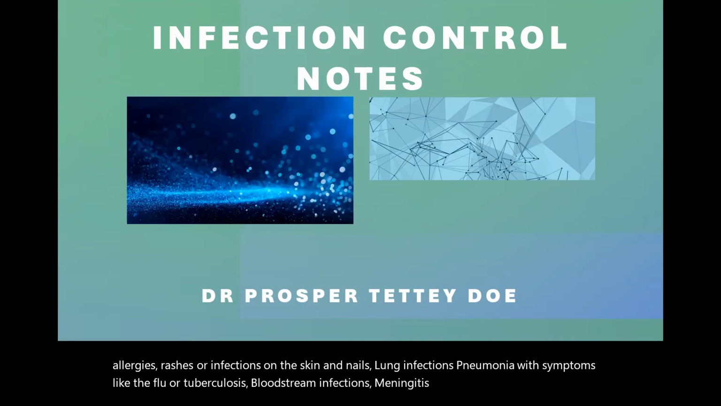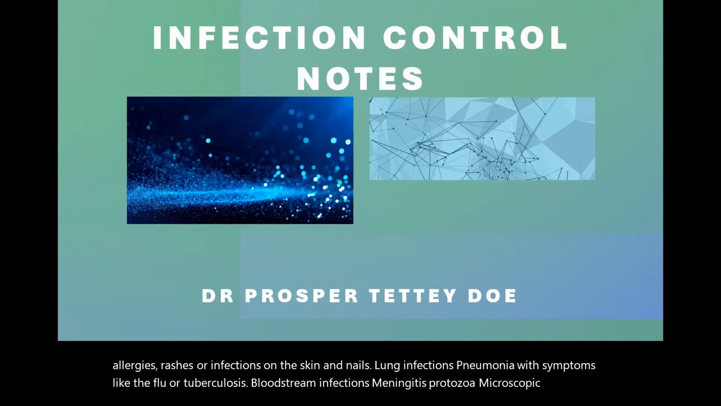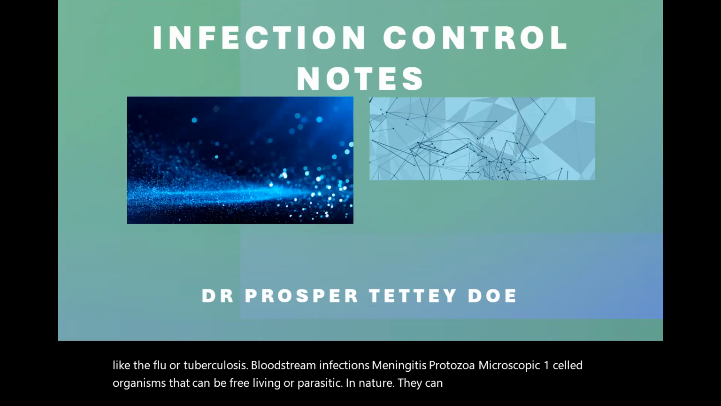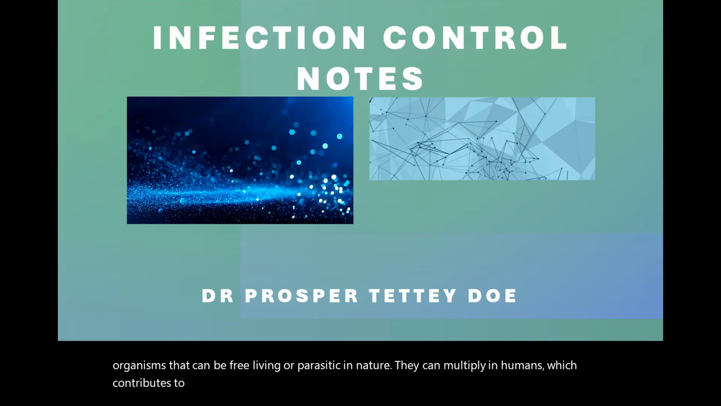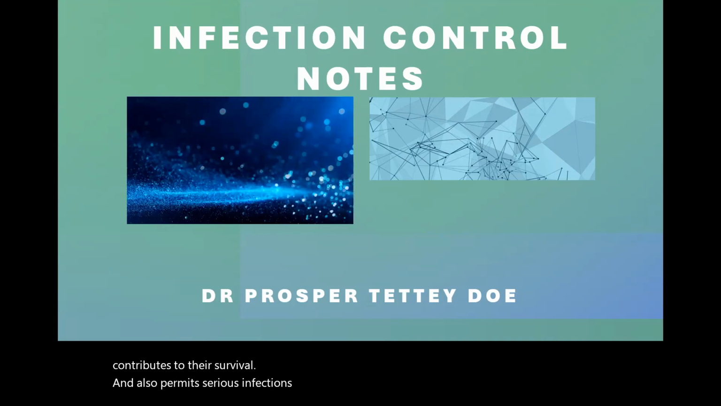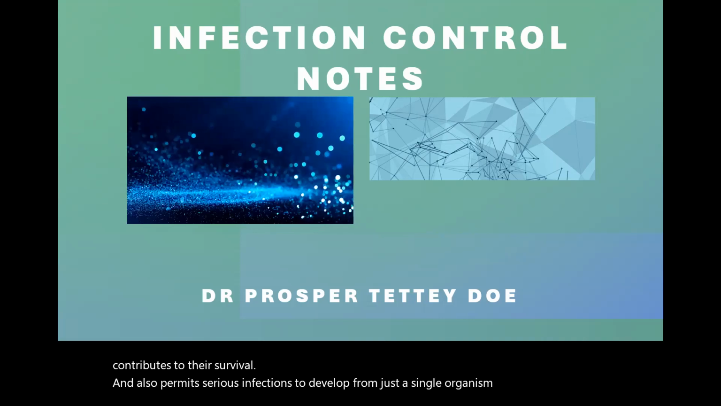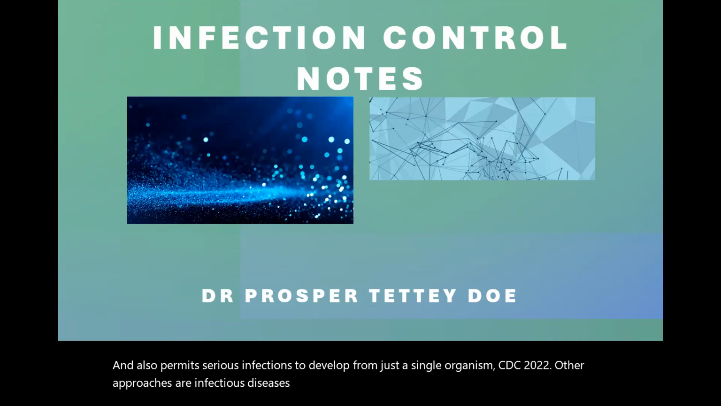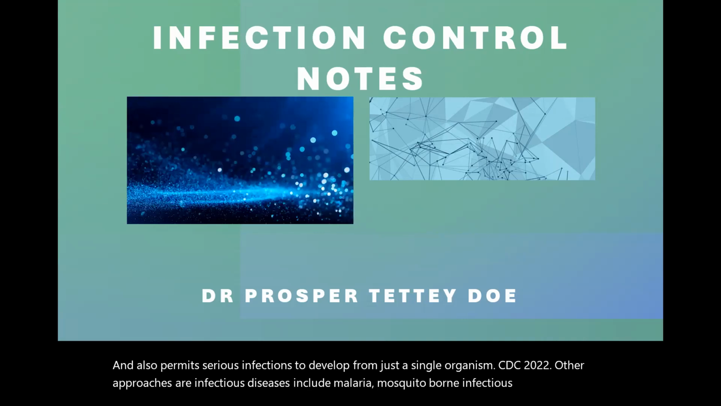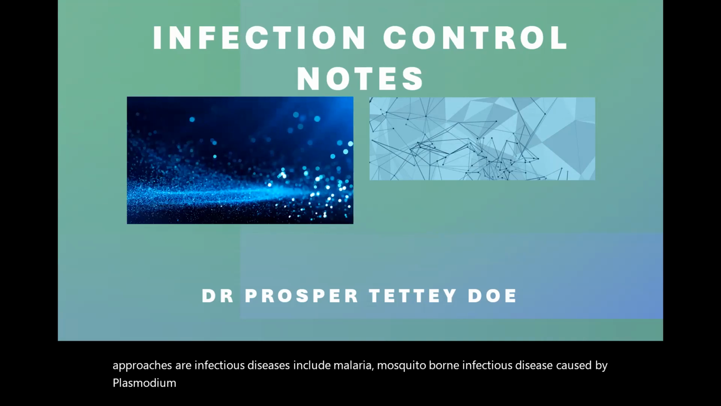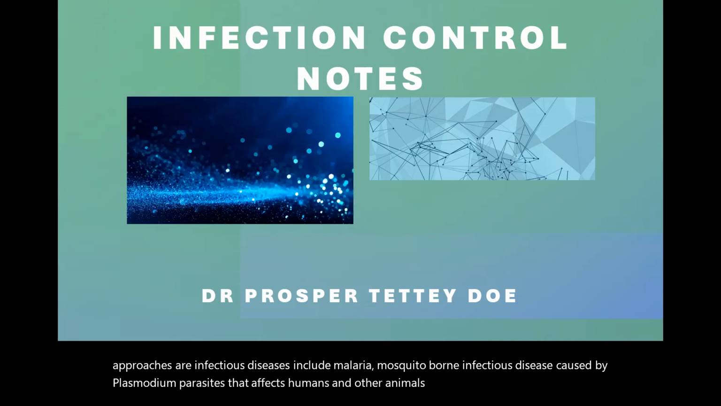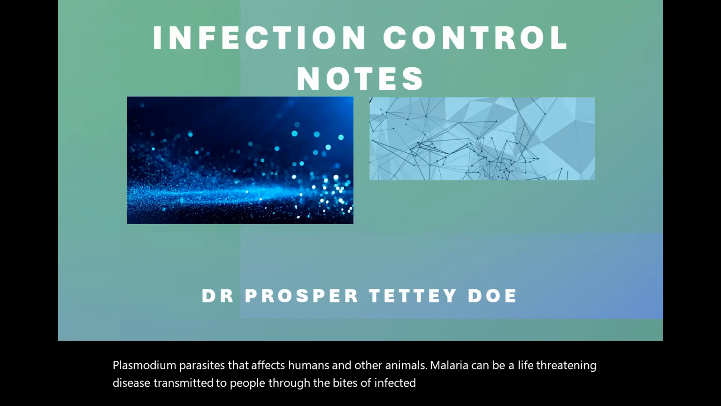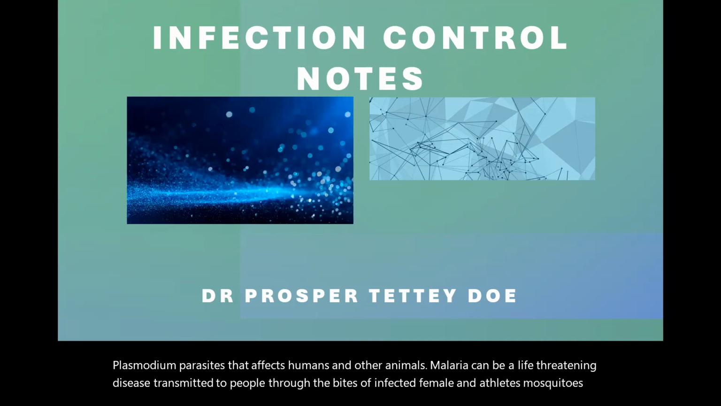Protozoa are microscopic, one-celled organisms that can be free-living or parasitic in nature. They can multiply in humans, which contributes to their survival and also permits serious infections to develop from just a single organism, CDC, 2022. Common protozoal infectious diseases include malaria, a mosquito-borne infectious disease caused by Plasmodium parasites that affects humans and other animals. Malaria can be a life-threatening disease transmitted to people through the bites of infected female Anopheles mosquitoes. It is preventable and curable.